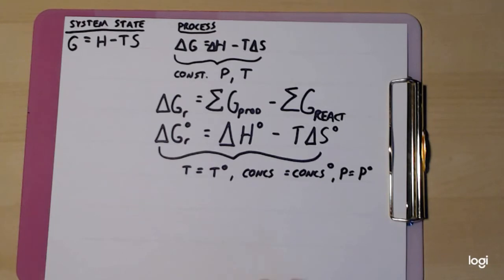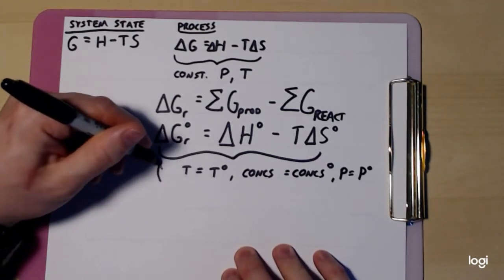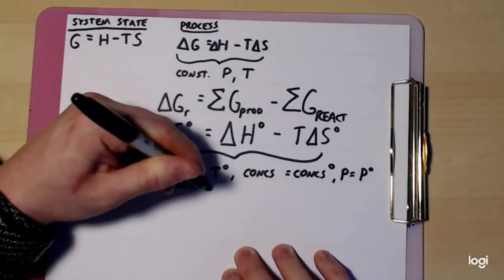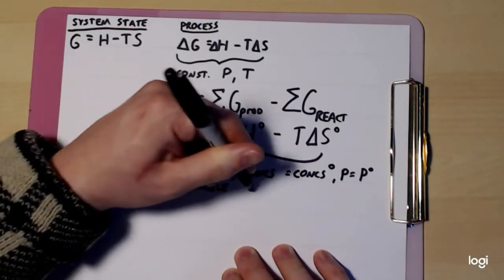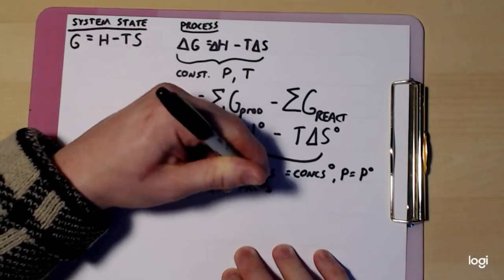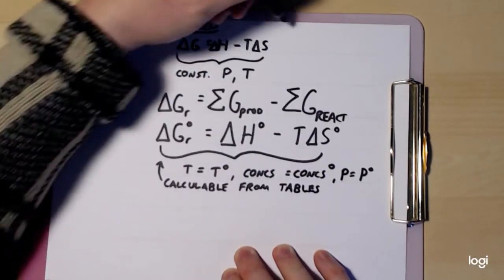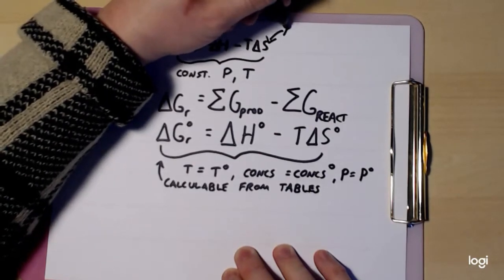And the nice thing about this standard Gibbs free energy is that it's calculable from tables. They've calculated the standard enthalpy and standard entropy of many, many chemicals. So you can know a priori, if your system is in the standard state, what the Gibbs free energy of a reaction is going to be.